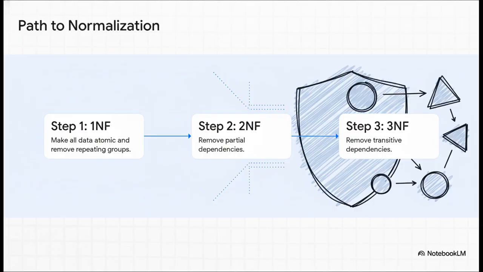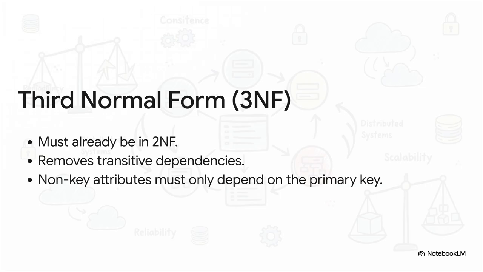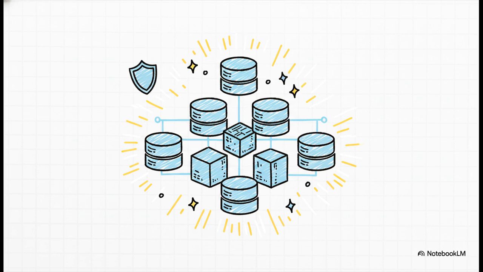And finally, we get to the third normal form, which solves an even sneakier problem. Here, we make sure descriptive info only depends on the key, not on other descriptive columns. And just like that, our data is perfectly organized.